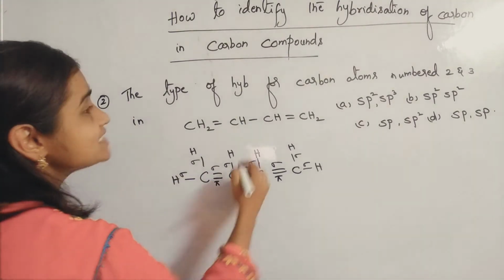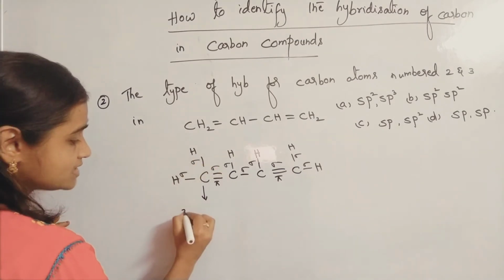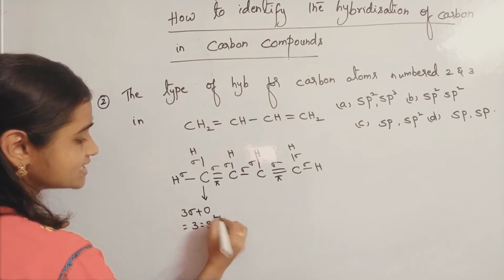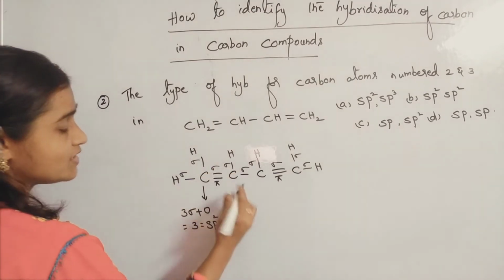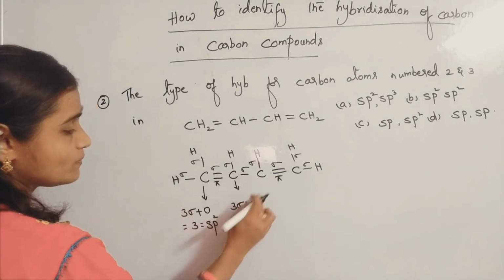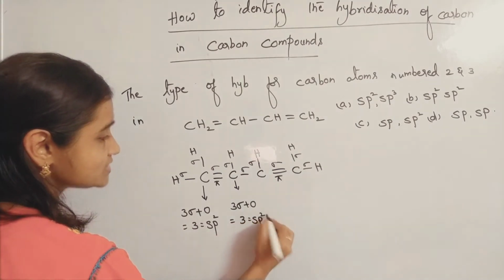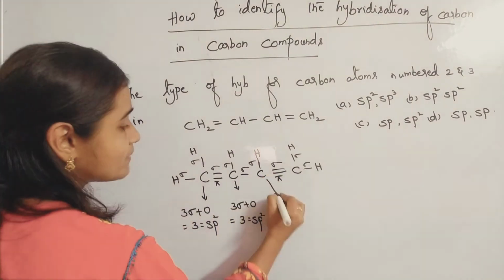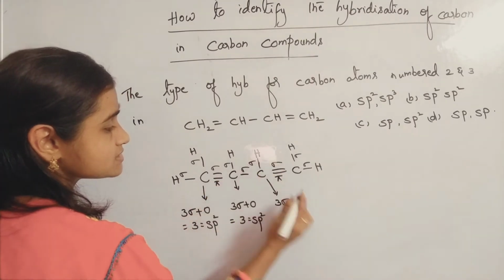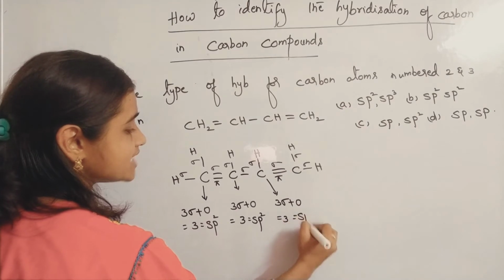Suppose you take the first carbon: you are finding 3 sigma bonds plus 0 lone pairs, so total is 3. 3 means sp2. And here also you are finding 3 sigma bonds, 3 plus 0 lone pairs, so total is 3. So it is also sp2 only. And even the third carbon, you are finding 3 single bonds, 3 sigma bonds and 0 lone pairs. So total is here also 3. So it is sp2 only.